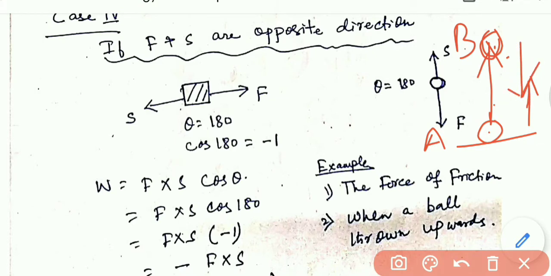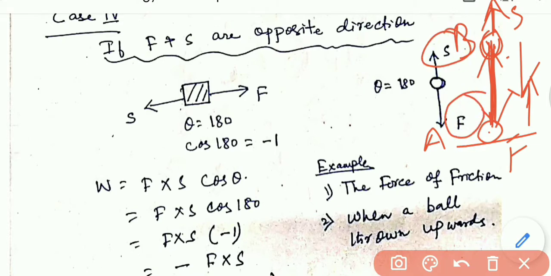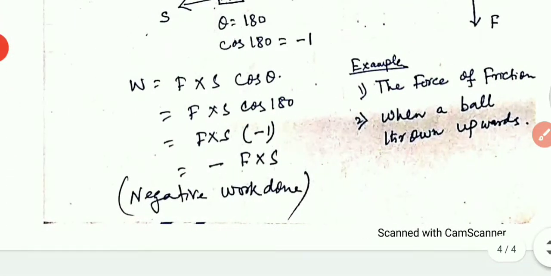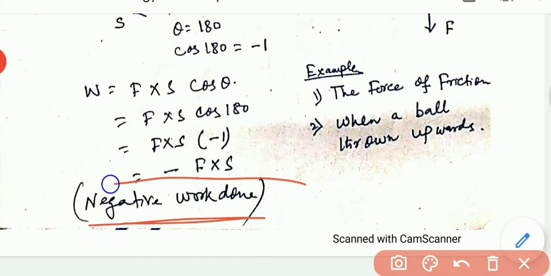Okay, the gravity is also attracting toward the center of the earth, so the displacement of the body is in the upward direction, and the force acting on the body is in the downward direction. So in this condition the S and F work in opposite direction. The direction of the S and F, displacement and force, is opposite, that is they make an angle 180. Okay, and we know cos 180 equal to minus 1. So putting the formula Fs cos theta, here theta equal to 180, and cos 180 equal to minus 1, so we get W equal to minus Fs. So this is called negative work done. This is the condition for the negative work done.